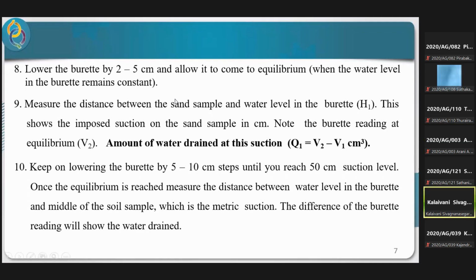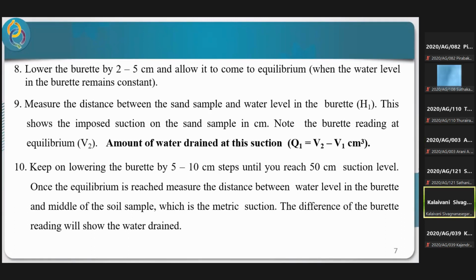Then they mention to lower the burette by 2 centimeter and allow it to come to equilibrium. After some point, after saturation, the reading will not change. If the soil is saturated, all the pores are filled with water, so water will not get into the soil. So at that time we have to take the reading.